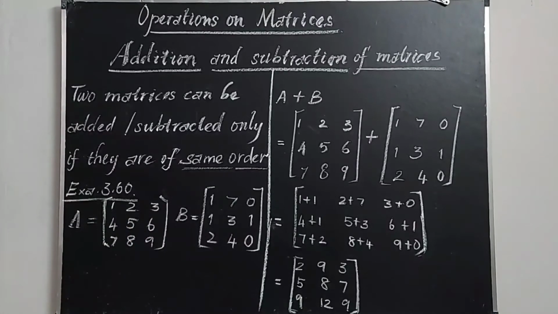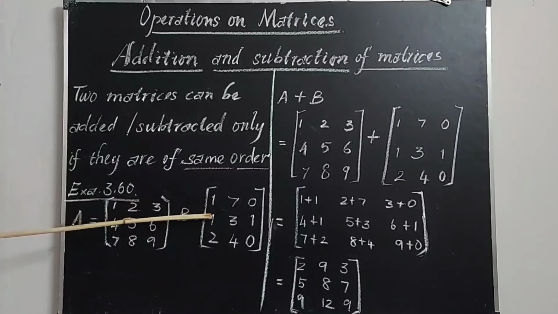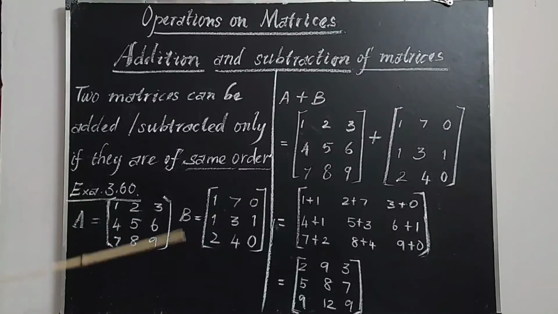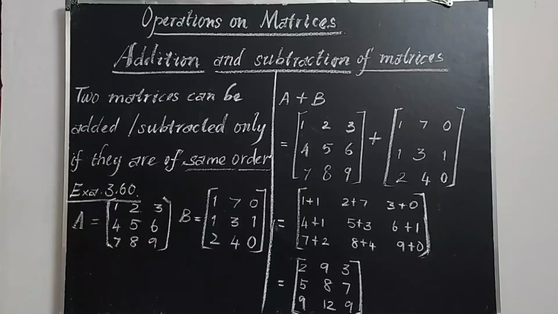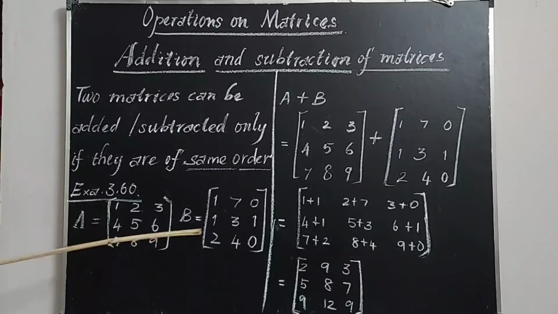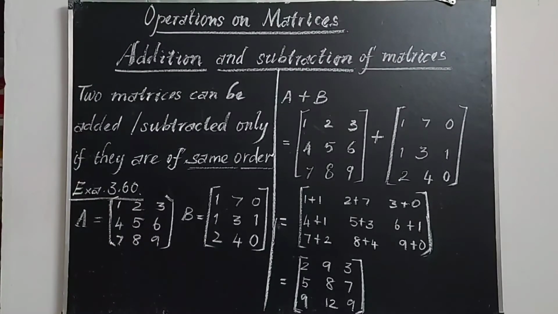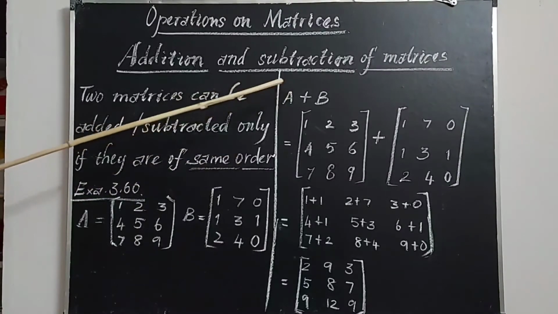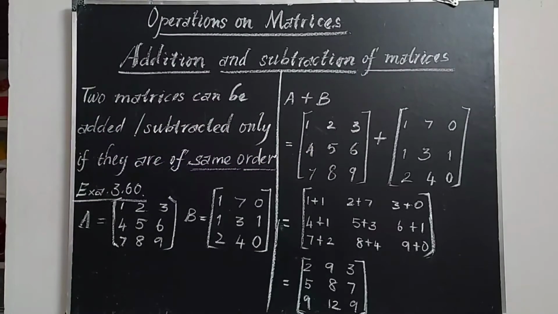What's the order of A? 3 by 3 order. And B: 1, 7, 0 in the first row, 1, 3, 1 in the second row, 2, 4, 0 in the third row. What's the order of B? 3 by 3. So the order of A and the order of B are both the same. A plus B is possible because they are of the same order. How to add them up? Write down A plus B, write down both the matrices, and simply add the corresponding entries.